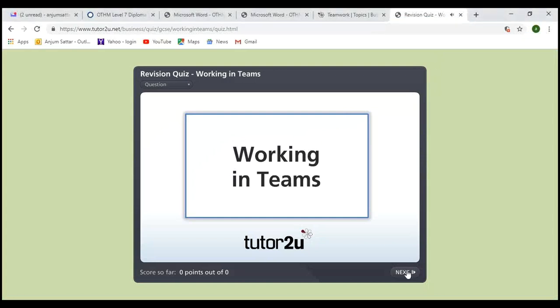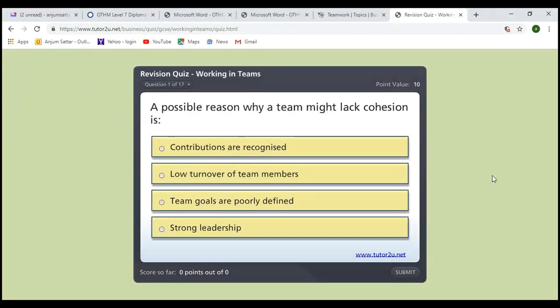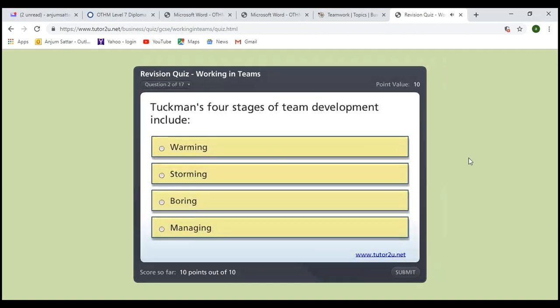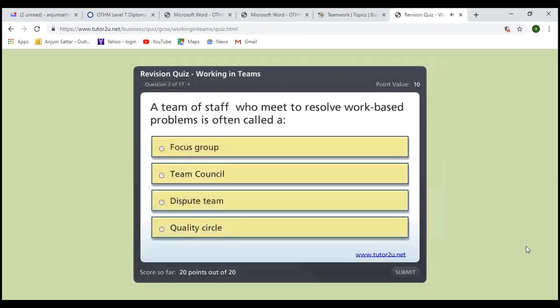Yeah. We'll go through the first question. A possible reason why a team might lack cohesion is? Which one do we think? Well, C. Well done, that's correct, yes. So it can be poor. So next, Tuckman's four-stage team development includes C. Storming. Storming is part of it, yes, well done.